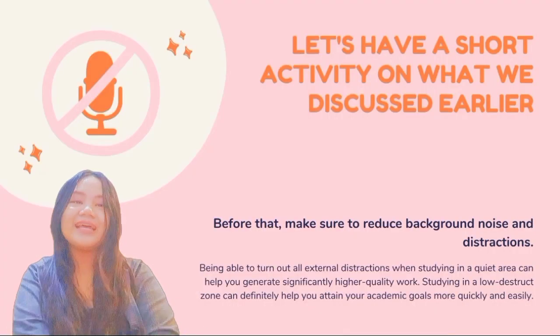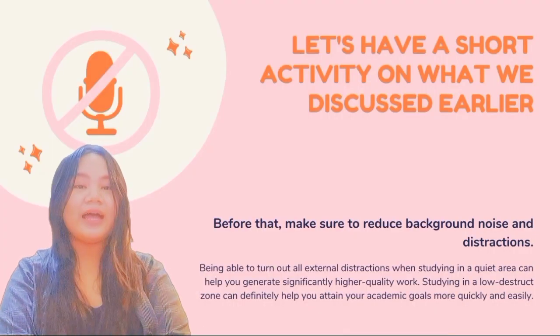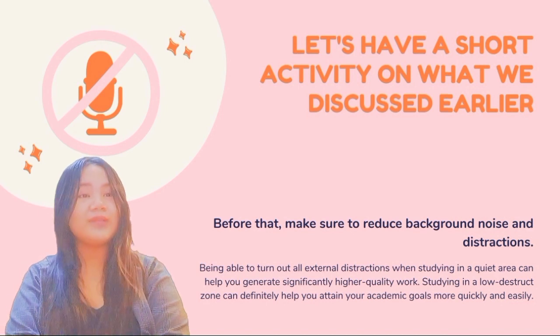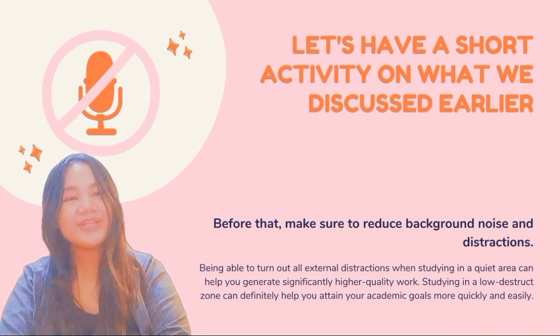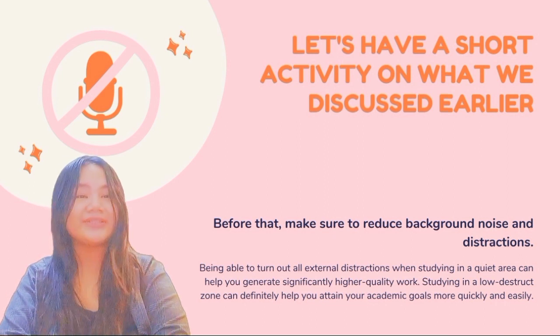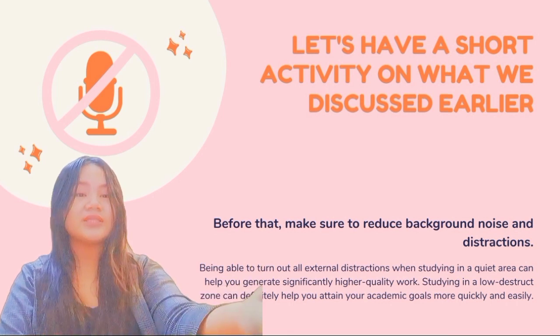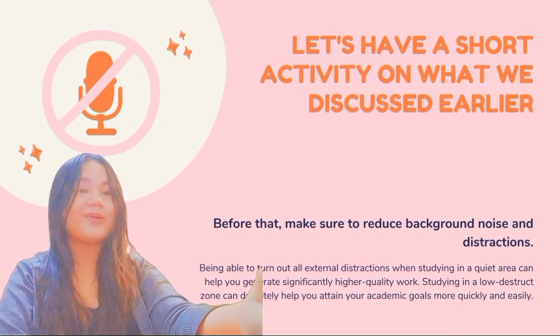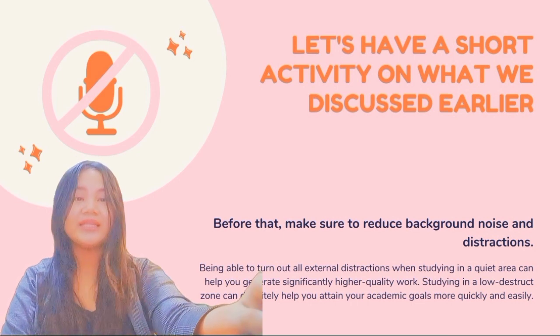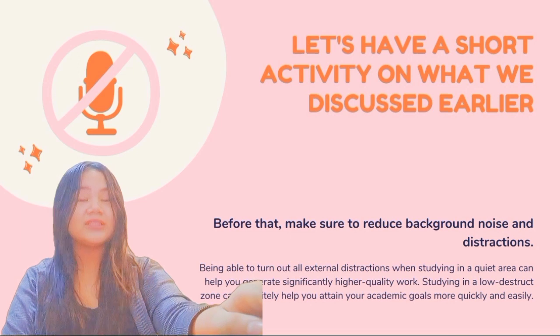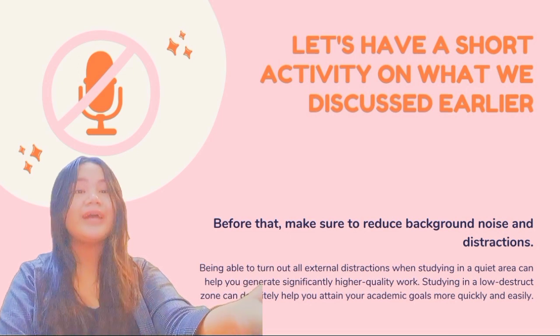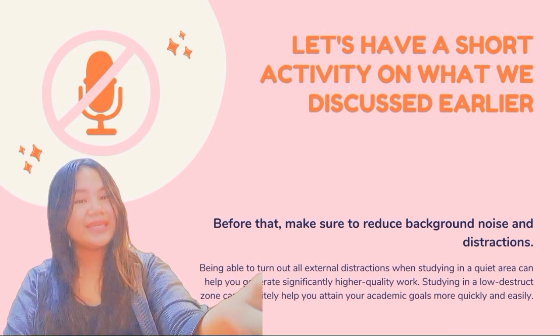Okay, so now let's have a short activity on what we discussed earlier. But before that, make sure to reduce background noise and distractions. Being able to turn off all external distractions when studying in a quiet area can help you generate significantly higher quality work. Studying in a low-distraction zone can definitely help you attain your academic goals more quickly and easily.